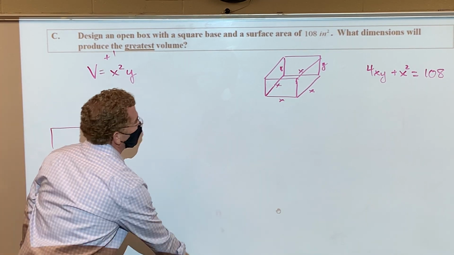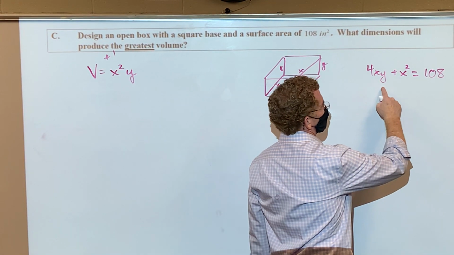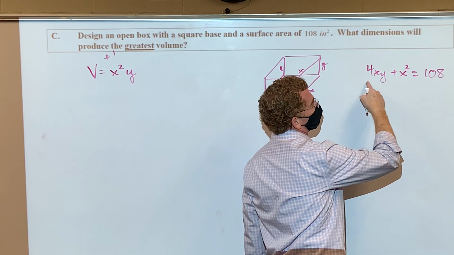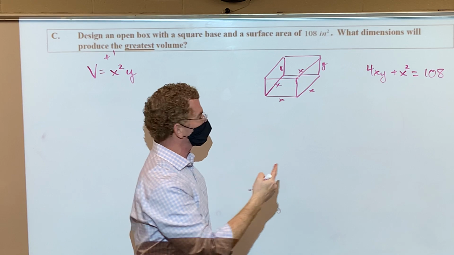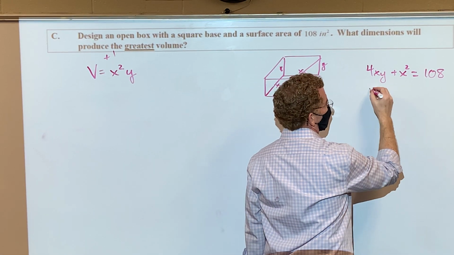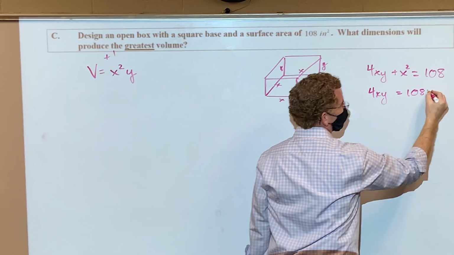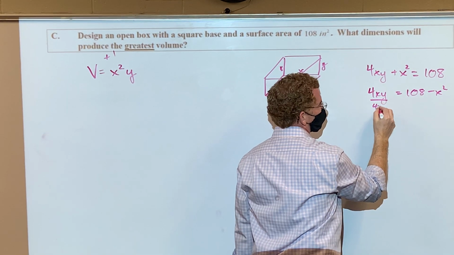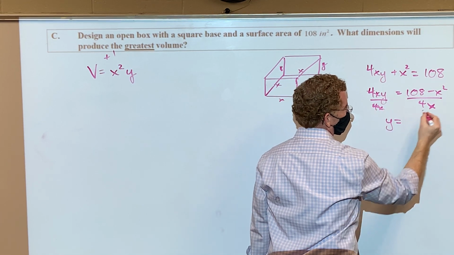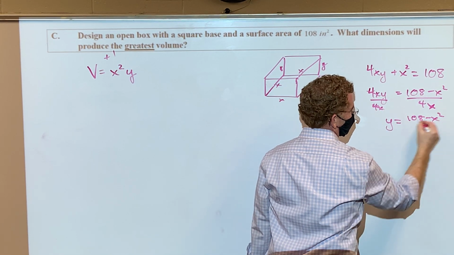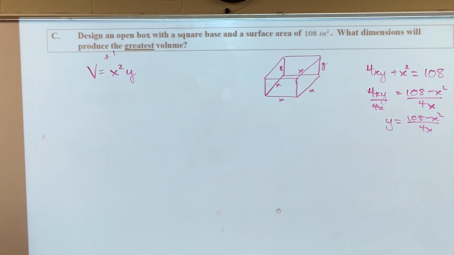Okay, so right here, what would be easy to solve for? Well, if I solve for x squared here, my x's are going to be on the other side. So I'm going to pick the variable that's the easiest to solve for. There's only one y. So I'm going to leave that y there, subtract the x squared over, and divide the 4x. And that gives me some version of y that I can now substitute in here.